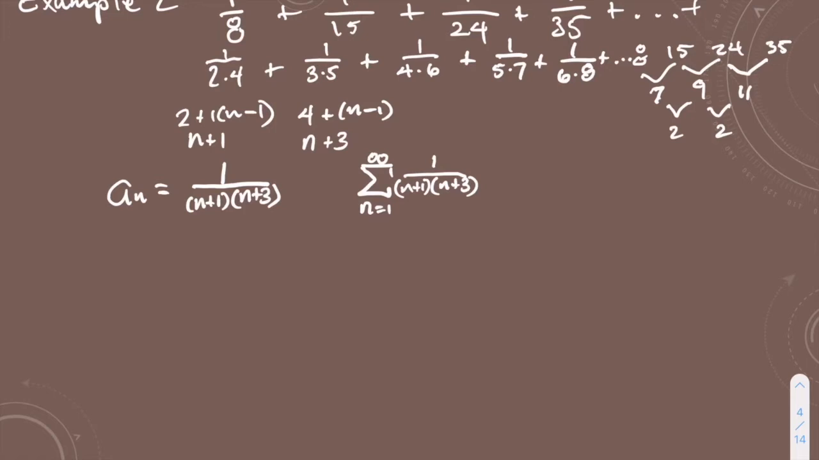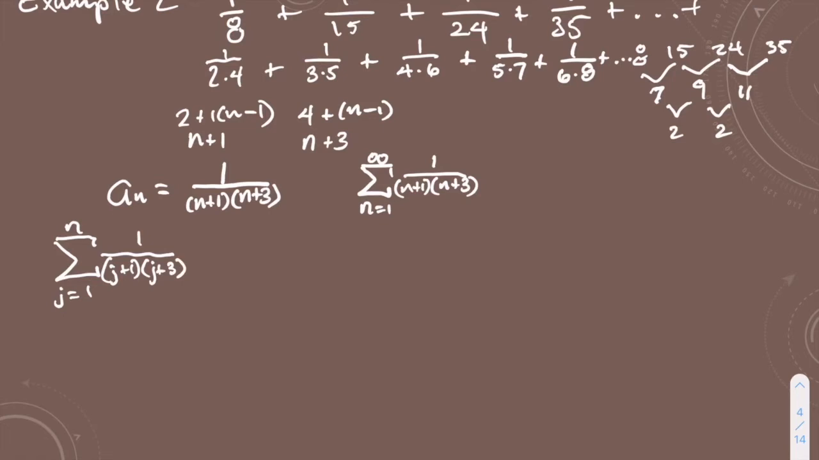But let's take a look at, if we're talking about the first n terms, a finite series of n terms, then what we want to do is change our sigma to look like this now. We're going to use a different index, not n, so let's call that j. We're going to say j is equal to 1, and we're going up as high as n because we're going to stop at the nth term. And that's going to be 1 over j plus 1 times j plus 3.